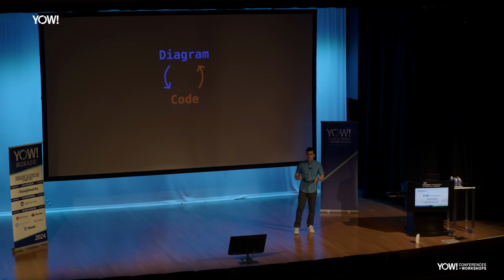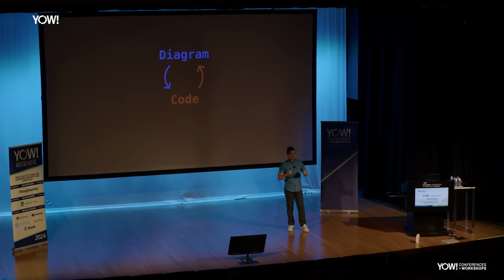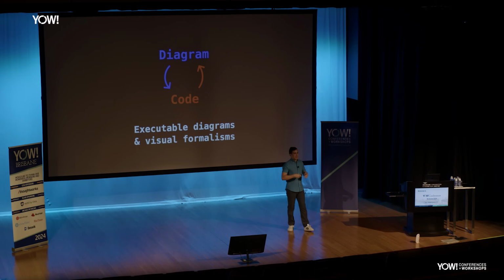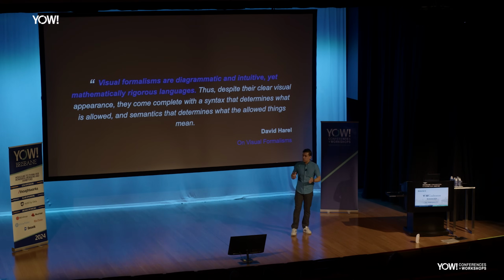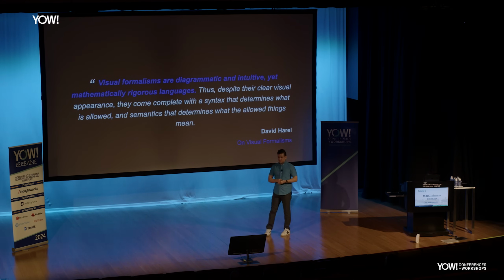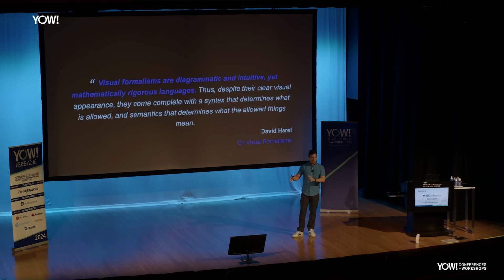Now, I got really interested in this interplay between diagrams and code and how they sort of related to each other. And so in learning about state machines and state charts, I learned about terms like executable diagrams and visual formalisms. So just to give you an idea, a visual formalism, according to David Harel, who created state charts, is a diagrammatic and intuitive yet mathematically rigorous language. So it's a visual way of describing a program that can be converted directly to code, and that seemed really, really, really magical to me.